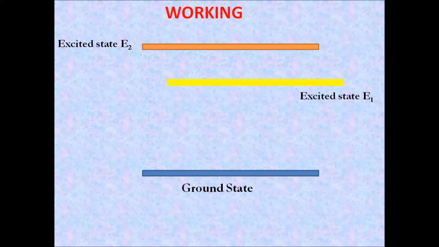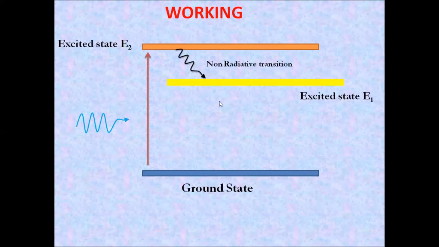So what happens when the flash tube is switched on? Then light falls on the chromium in the ground state energy. So a large number of chromium atoms in the ground state absorb this light and make a transition to the excited state E2. However, as the lifetime of the excited state E2 is very small, they make a non-radiative transition to the excited state E1. In this way, we can produce a population inversion between the excited state E1 and the ground state. When the atoms in the excited state E1 make a transition to the ground state, we get the characteristic red light of the ruby laser.